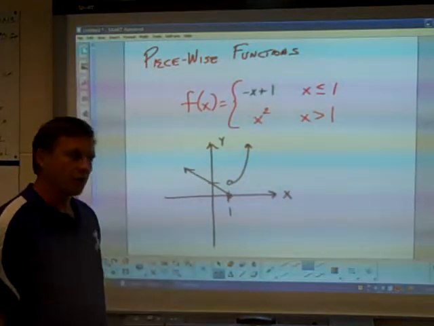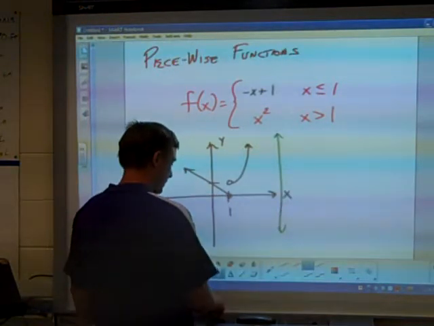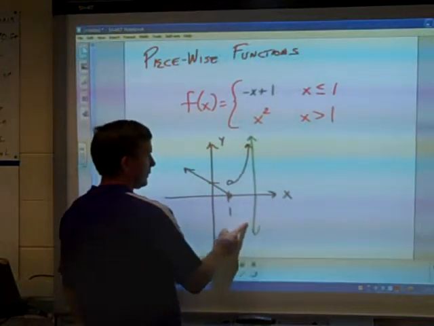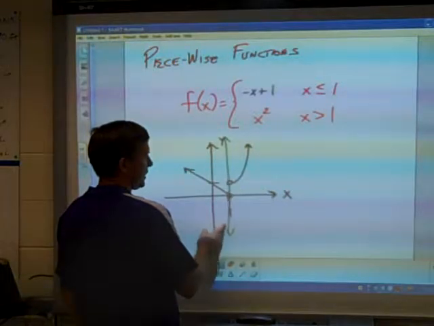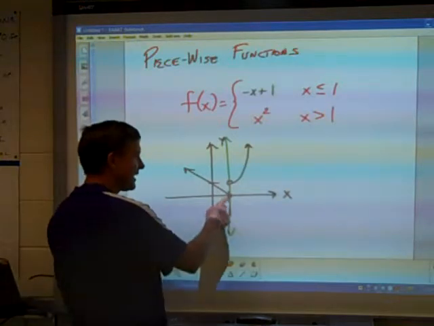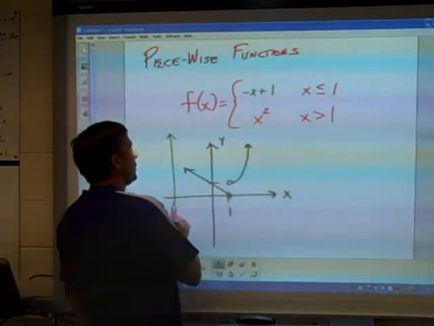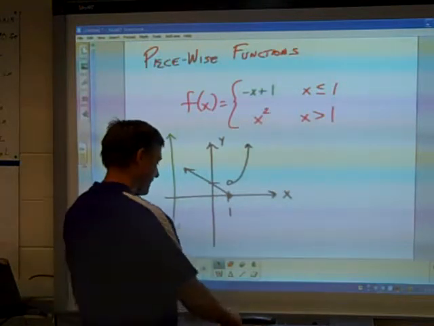So is it a function? Well, if I draw my vertical line here on the side and start pulling it through, yes, yes, yes, yes, yes. What about right there? The answer is yes. Solid dot on the bottom, open dot. Only one output. Yes, yes, yes, yes, yes, yes. So this is a function.